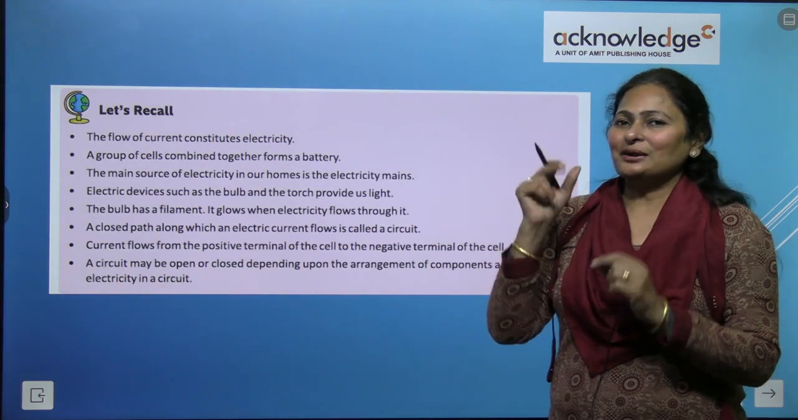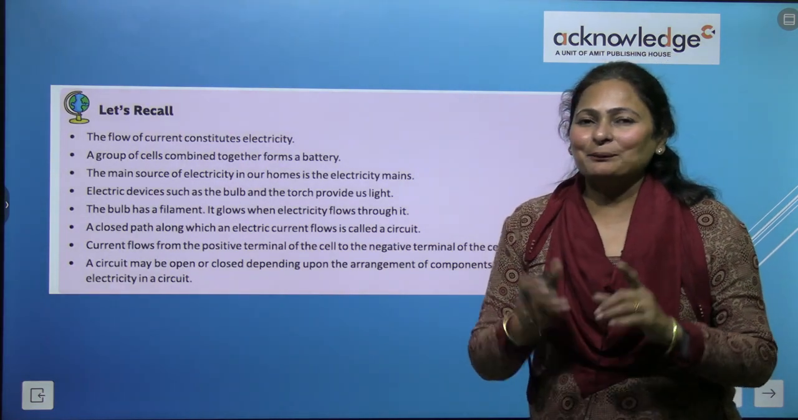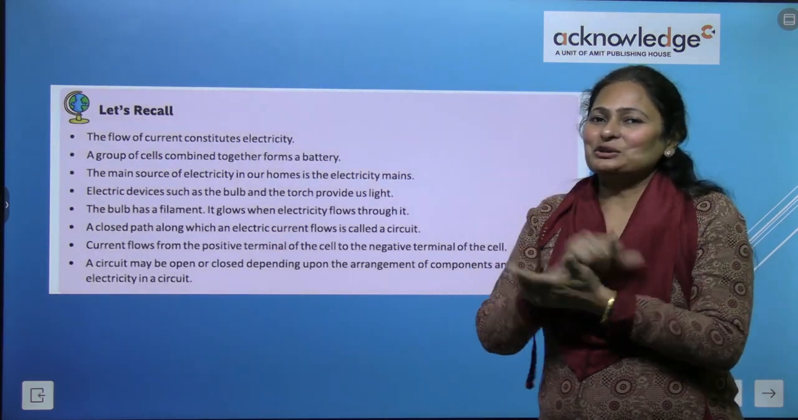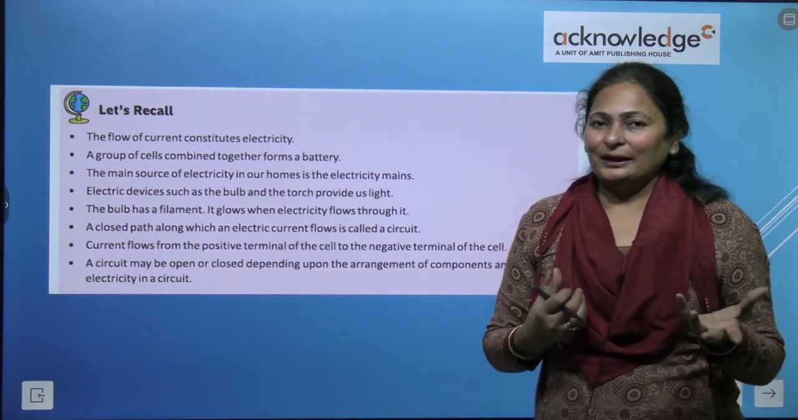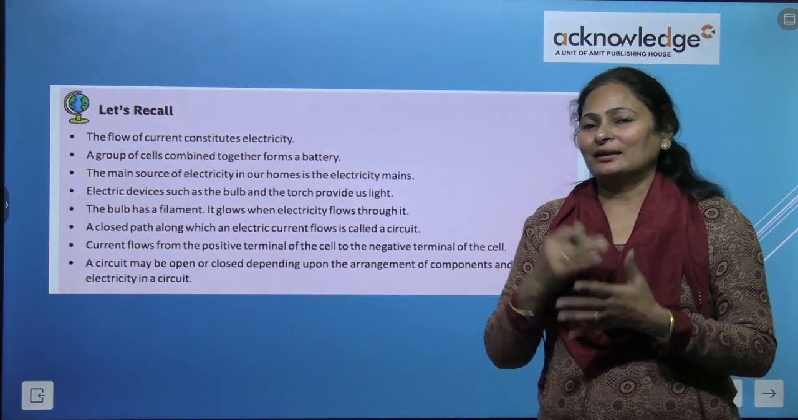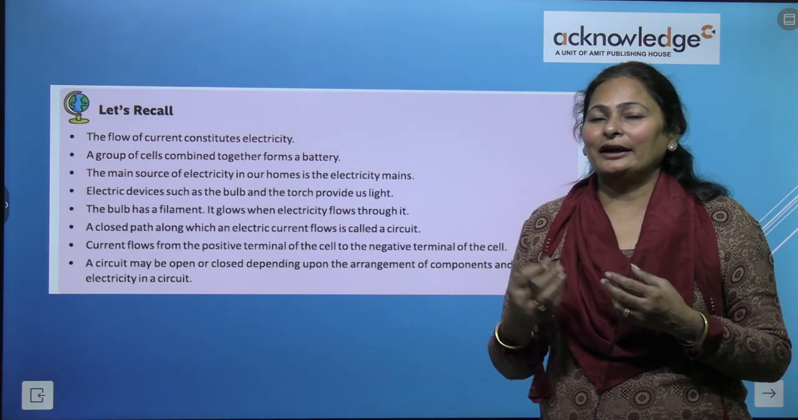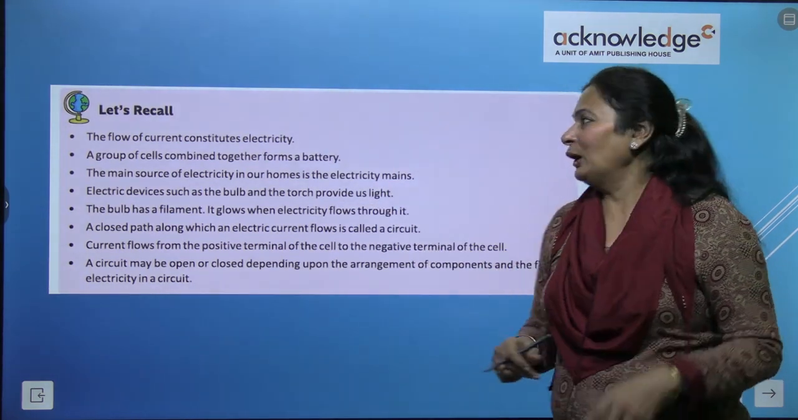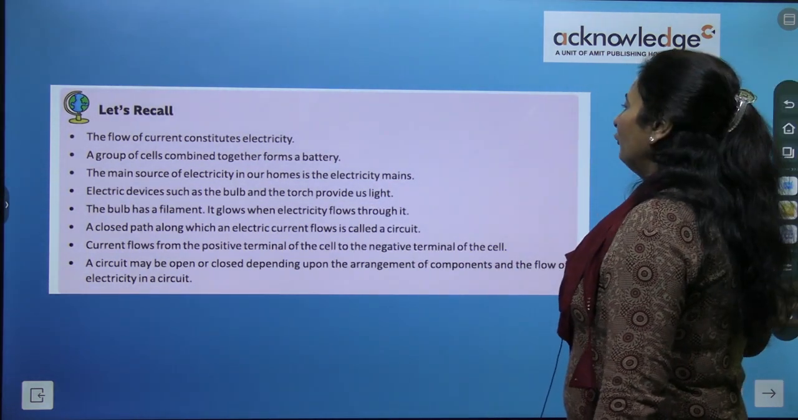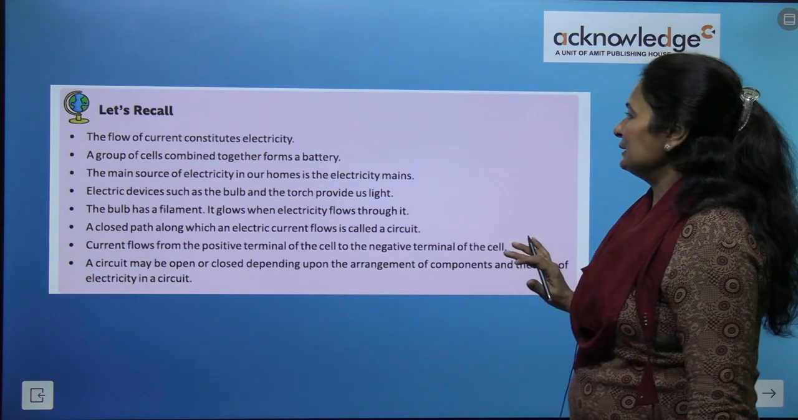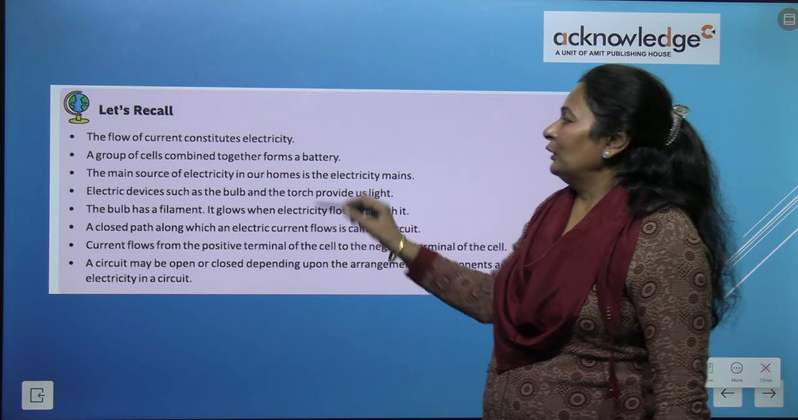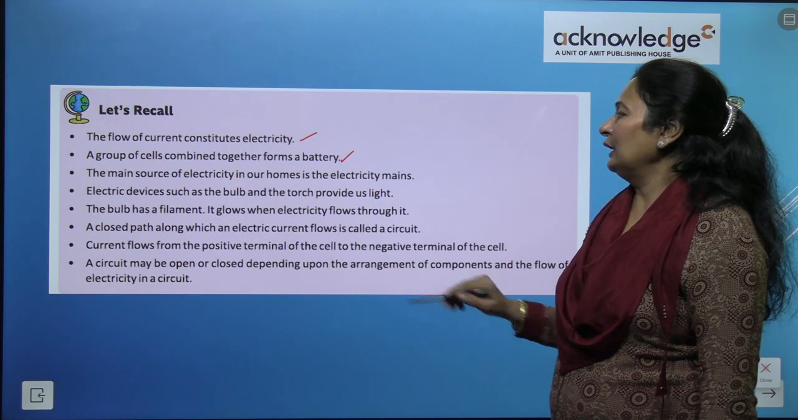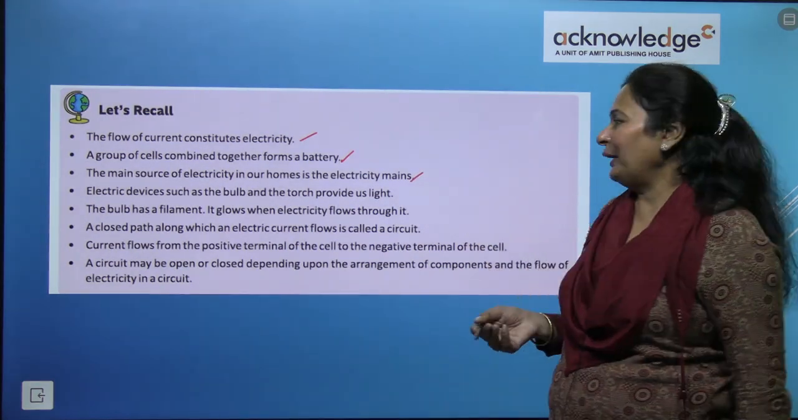So now you know a lot of things about electricity, right? So whenever you switch it on, just recall all the concepts, how the current is moving, and when you switch it off, again recall, it stops the flow of current, right? And always take the safety measures which have been told to you. Now let's recall: the flow of current constitutes electricity. A group of cells combined together forms a battery. The main source of electricity in our home is the electricity mains.